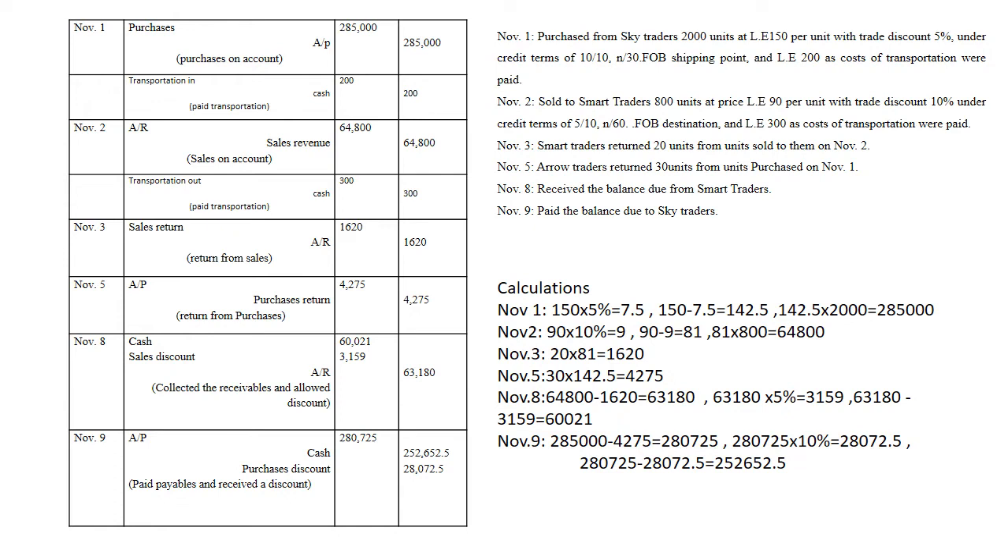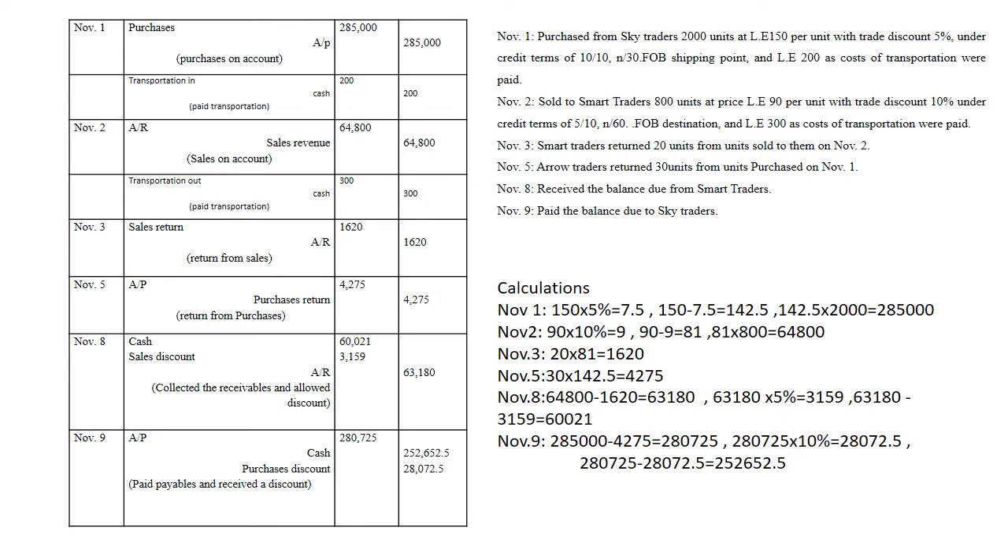Then we go to 2nd of November. It says that Arrow Traders sold to Smart Traders 800 units at price 90 with trade discount 10%. Trade discount means what? It means discount on time of trade without any conditions. So the price is not going to be 90. The invoice price will be deducted from it 10%.